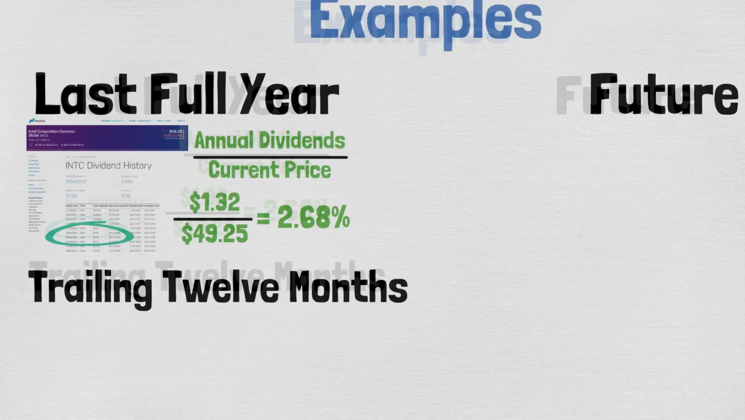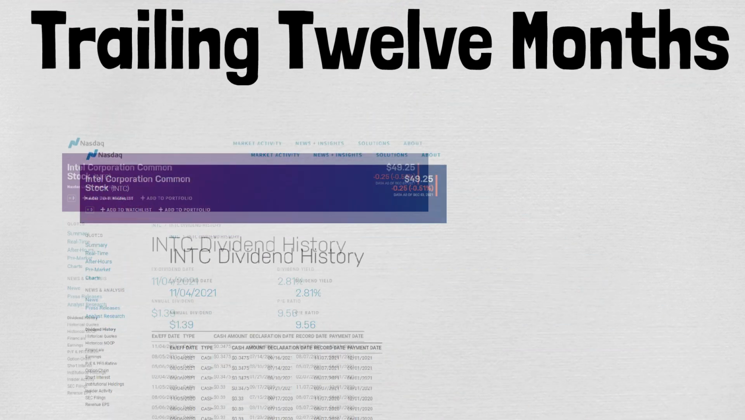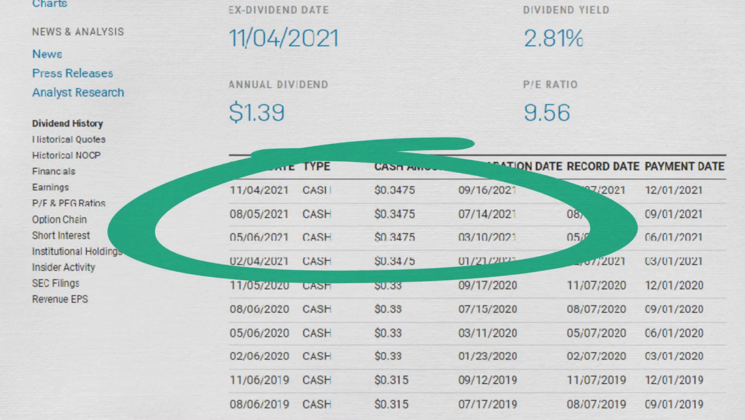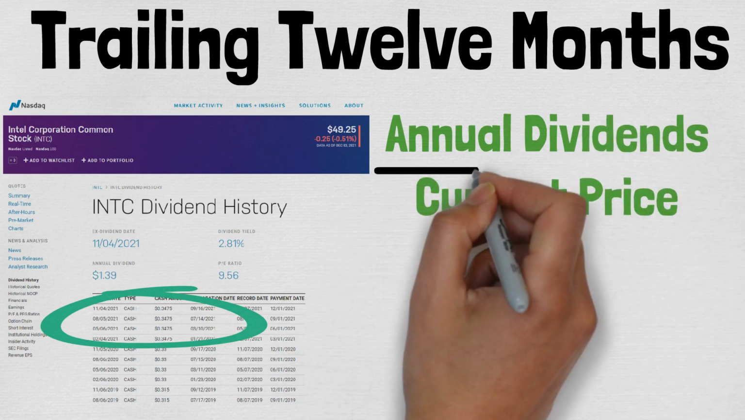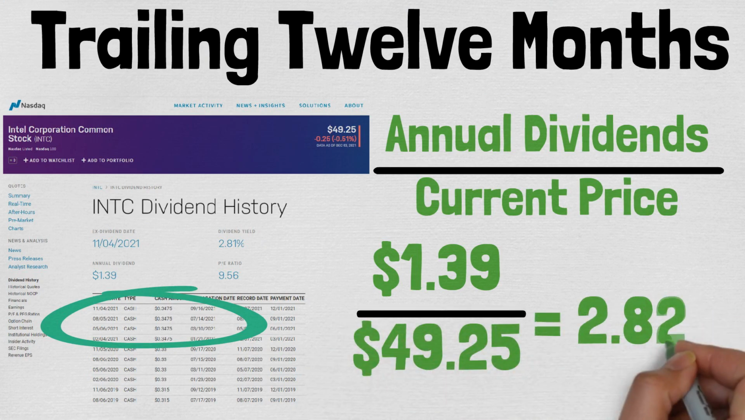It is more common to use the trailing 12 months, TTM, and to calculate that, you just have to use the dividends for the past 12 months, in this case from December 2021 to December 2020. You can easily see these on Nasdaq. For example, during the last 12 months there have been 4 dividend payments that equal $1.39. The dividend yield is 2.82%.